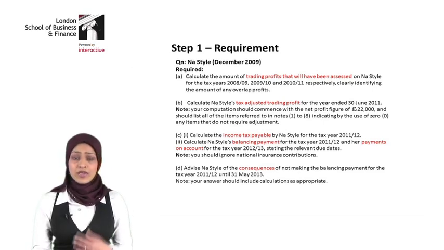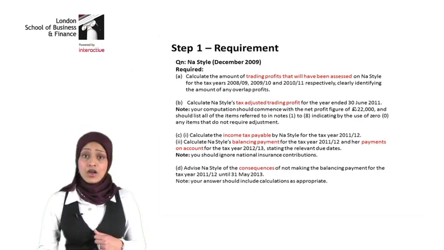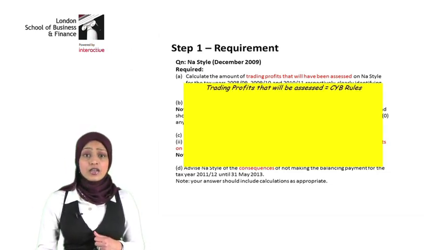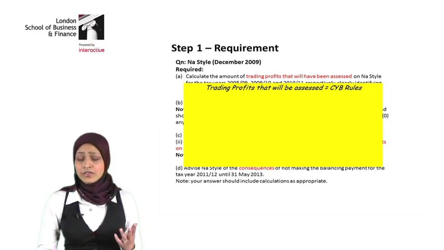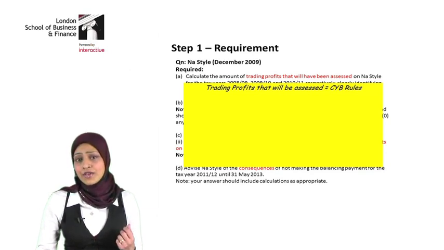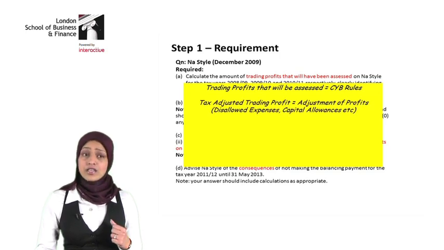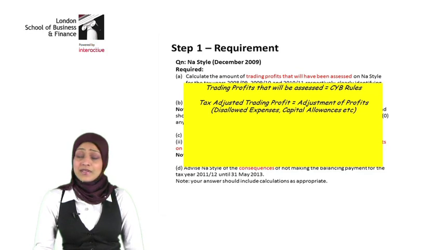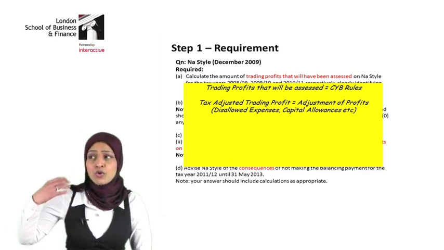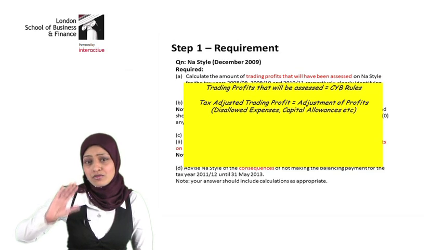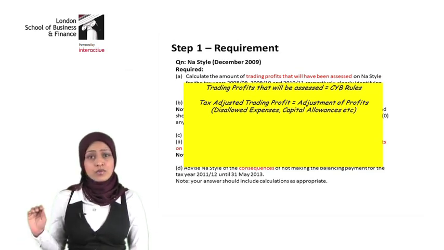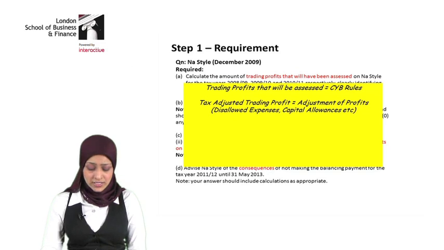Just to summarize what we have seen out of this question, we see that the question asked us for trading profits, CYB rules, and from the fact that there was a mention of an overlap profit, we're thinking over opening year rules. Next, the question asked for some tax-adjusted trading profits, hence adjustments of profits. So you've got some disallowed expenses, maybe some capital allowances. You can see I'm getting all this information without really reading the question. It's just from the requirement. The requirement is telling me quite a lot here.